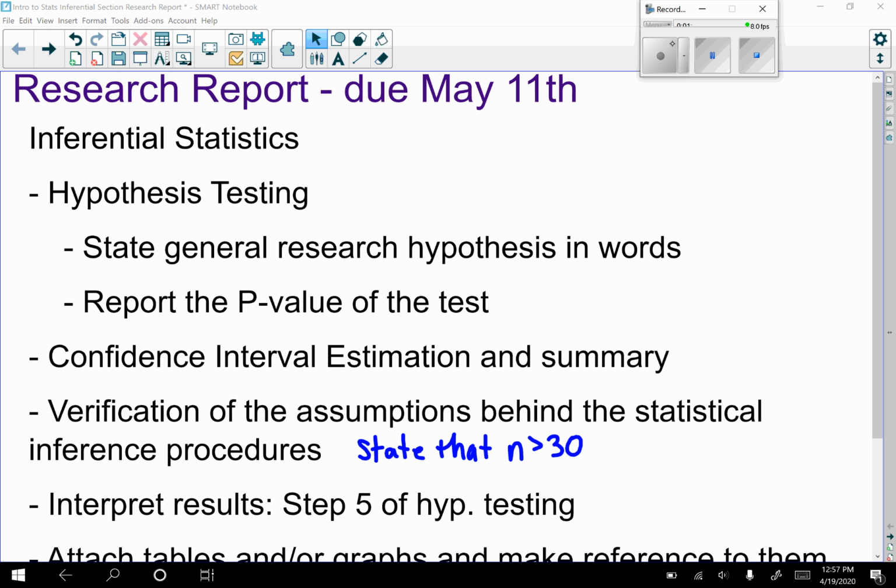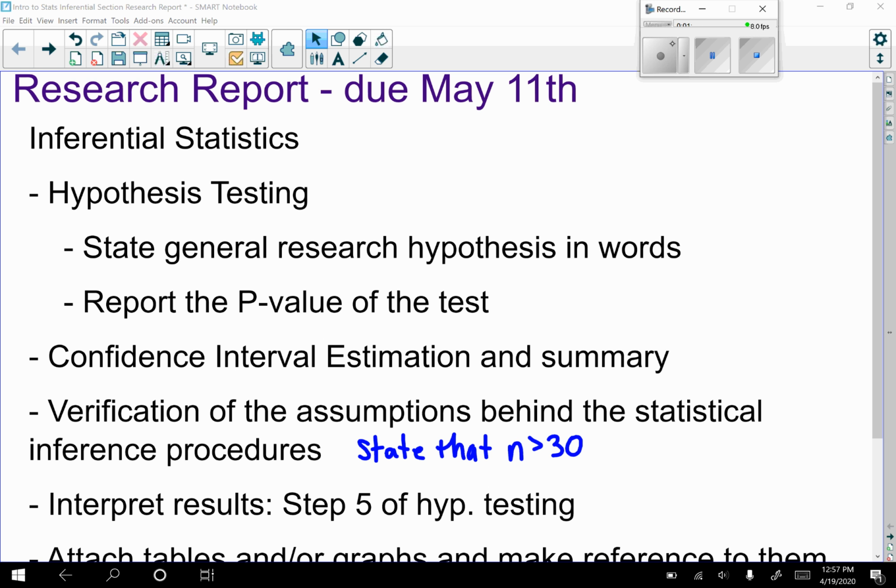So what I'm going to be looking for in this part of the paper, again: state your general research hypothesis in words, report the p-value of the test. Again, all you're going to do on the separate page that you're going to insert in your appendix will be the calculations for the confidence interval. All you have to state in your paper is the confidence interval estimation and your summary. So put the inequality as well as your summary.